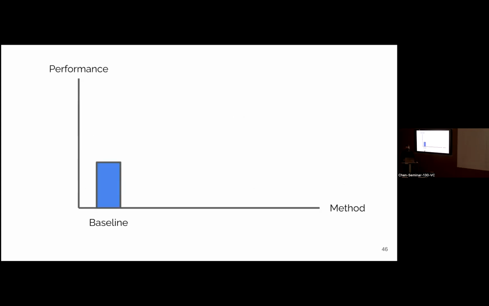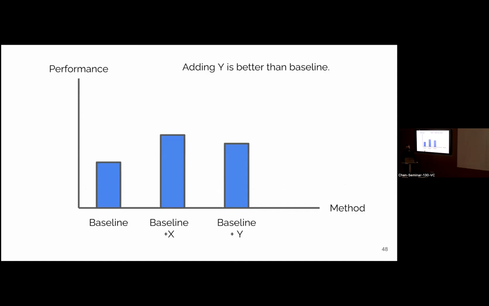This will surprise no one, but the way you do this is that you start with your baseline performance. Then you evaluate the method if you just add the first component, just add an X, and we see, okay, great, X is better than the baseline. And then we just add Y, we take the baseline and just add Y, and we see, okay, that's better than the baseline.